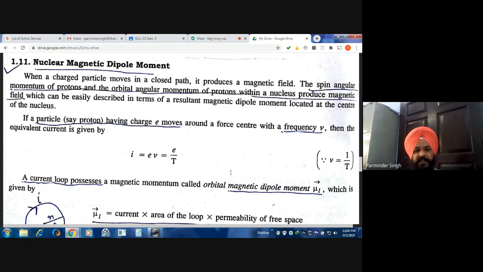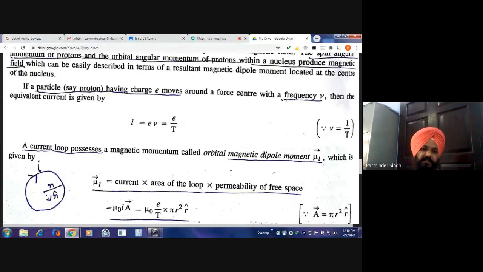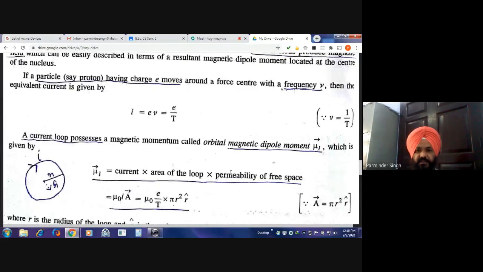So consider a particle, say a proton having a charge e on it, that moves around a force center with the frequency nu, and the equivalent current is always equal to the charge times the frequency. Charge is e on the proton, and that charge is moving with the frequency nu. So e times nu, and the frequency nu is always equal to 1 by T, where T is the time period. So we can put 1 by T instead of nu. So the current is e divided by capital T.